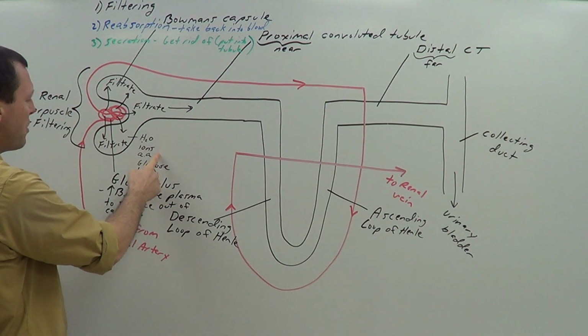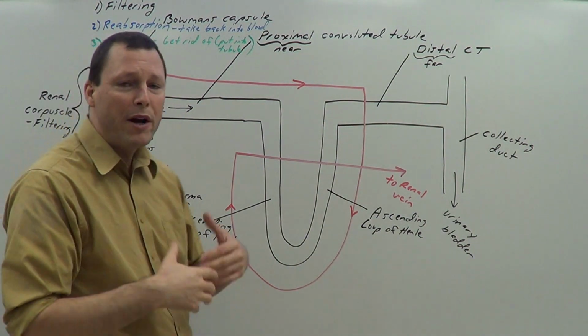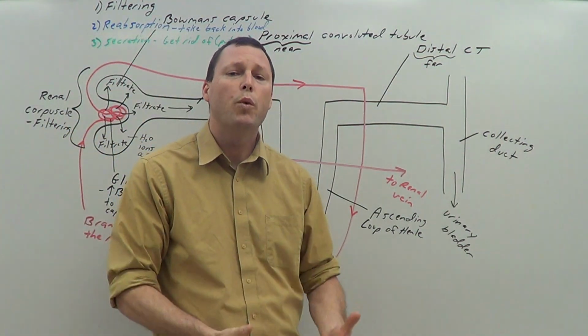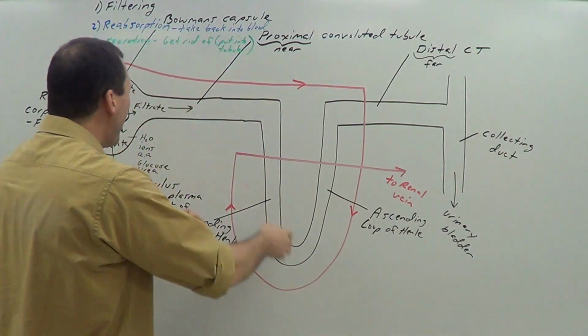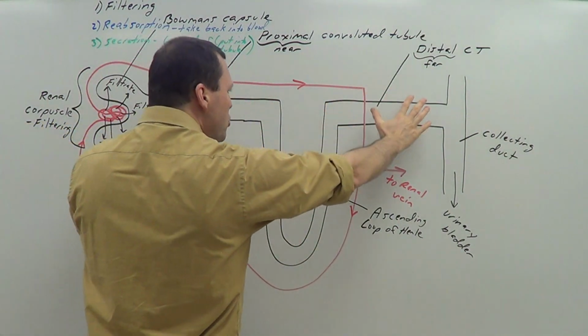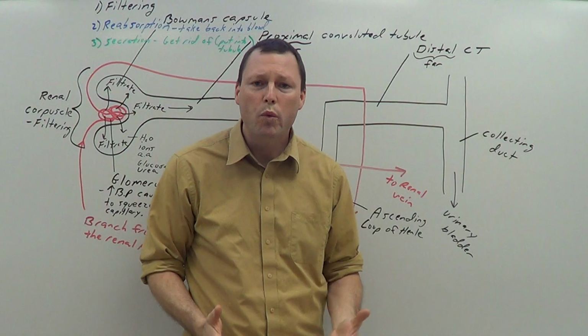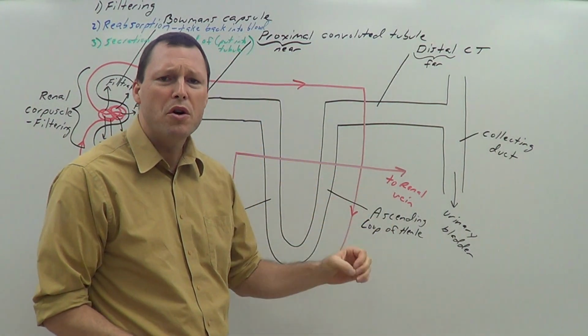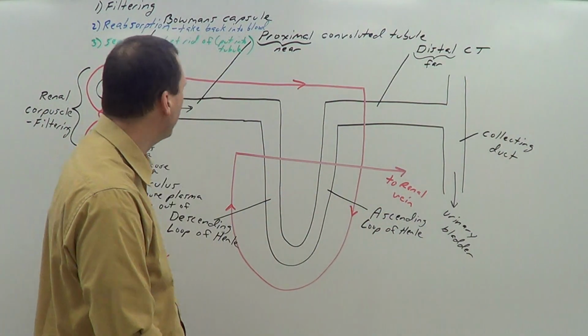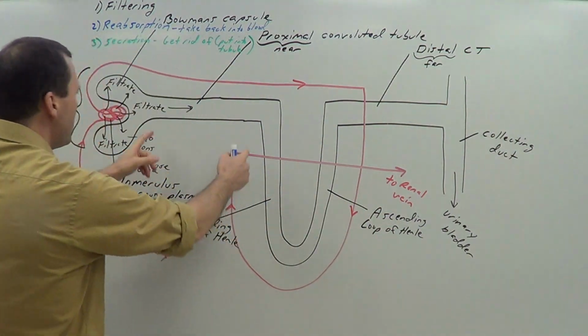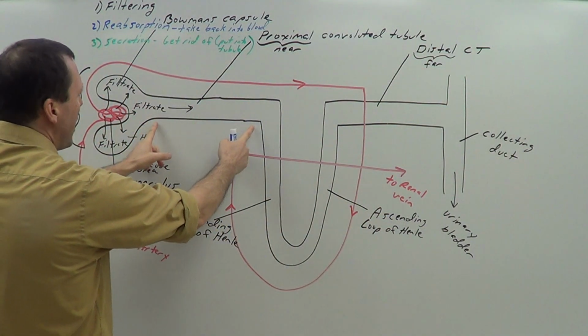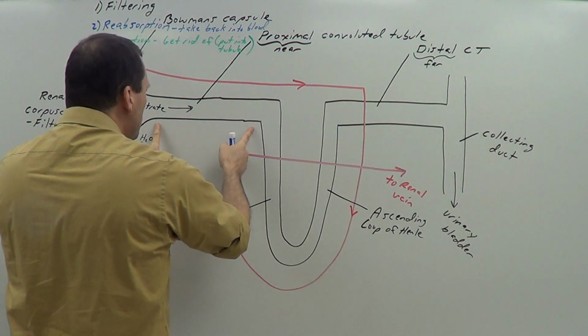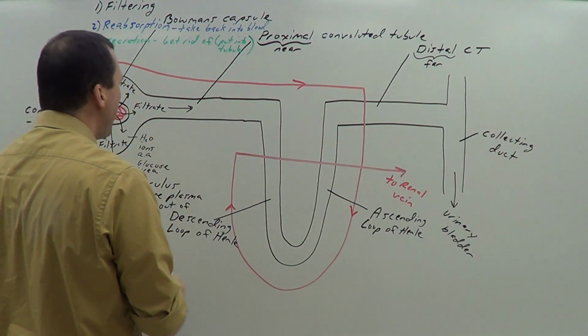Now, a lot of these other things are very good. They are precious resources, and we want to reclaim them. So the rest of this nephron, for the most part, is going to be devoted to reclaiming those precious resources and also getting rid of certain things too, which we'll talk about later. So what goes on in the second part of the nephron here, the proximal convoluted tubule? Well, a couple things are going to happen here.